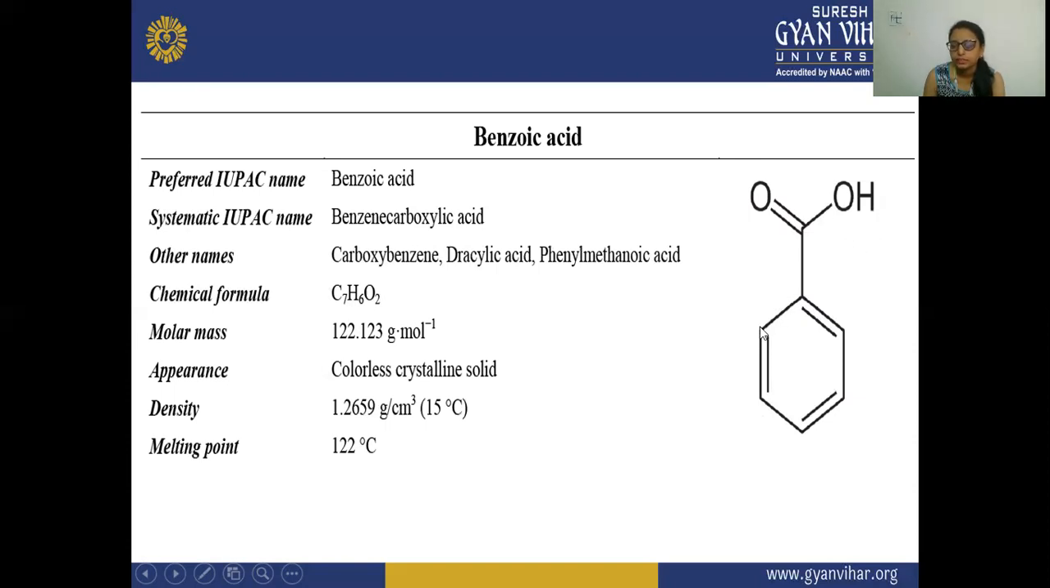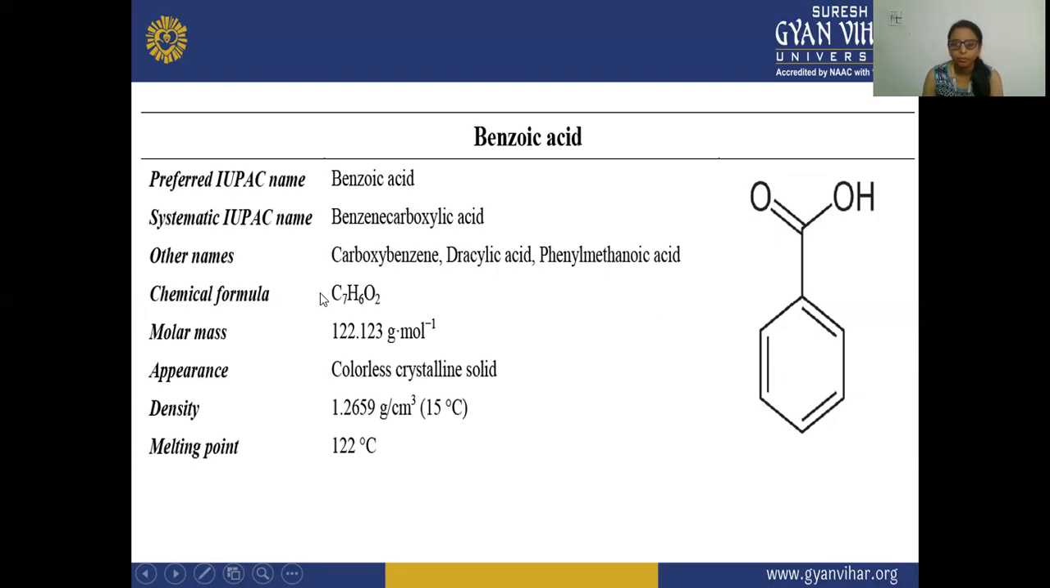So benzoic acid. Secondly, it is also known as phenyl methanoic acid. So this is the phenyl group that acts as a substituent, and it is methanoic acid. So this is your phenyl methanoic acid, or you can say carboxybenzene also, and tricyclic also.